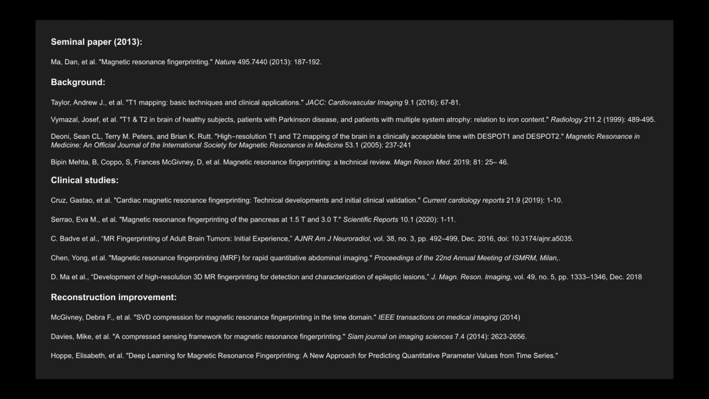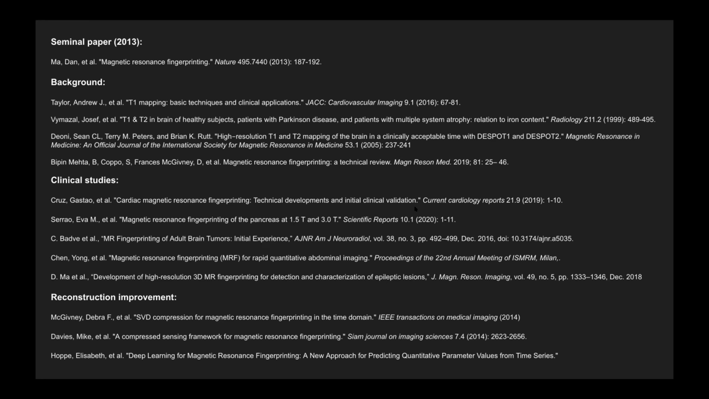I was wondering if you could comment on the scan times to perform these. I would assume they would probably be longer than just a standard anatomical sequence, but maybe I'm wrong. So that's actually one of the other really nice benefits of MRF: you can get similar results to normal MR in the same amount of time, and in some cases even a bit faster.